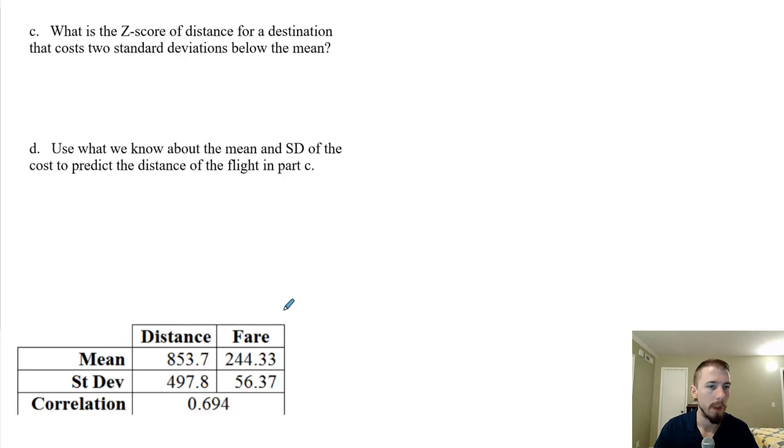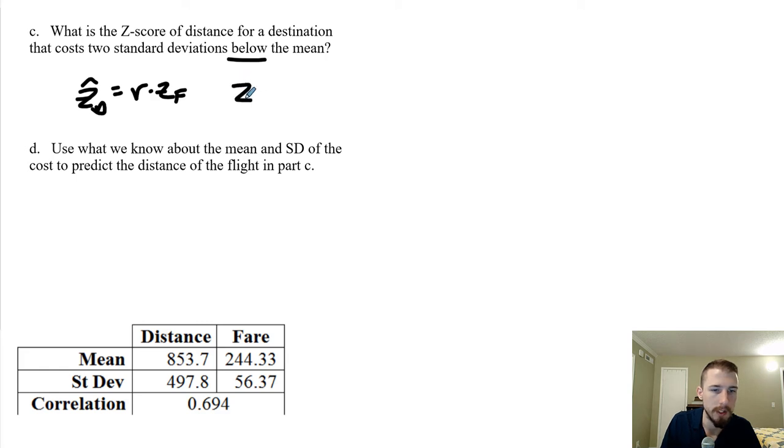Okay, cool. All right, what is the z-score of the distance for a destination that costs 2 standard deviations below the mean? So that's going to be a -2. So predicting distance, the z-score for distance, hat, is going to be equal to the correlation coefficient times the z-score for the cost. Yeah, so we're working backwards now, but it's totally fine. The formula that we use for the regression to the mean is exactly the same. We just switch the variables here. There's nothing else we have to correct.